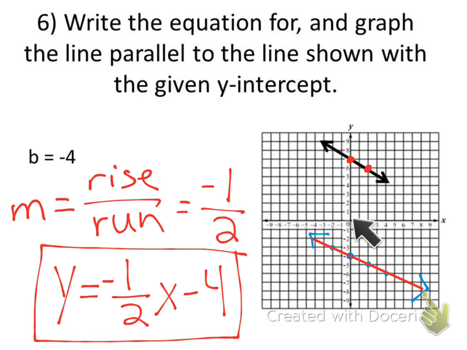Then double check that your lines are truly parallel. These are never going to run into each other because they have the same slope. What questions do you guys have on this?